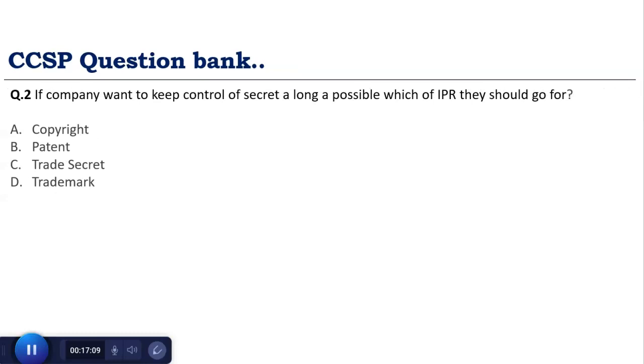Next one, if a company wants to keep control of a secret as long as possible, which type of IPR should they go for? So let's say I want to protect my secret as long as possible, which type of IPR should I select? So there is a copyright, definitely it is for the literary work. For a trade secret, it is either patent or trade secret option.